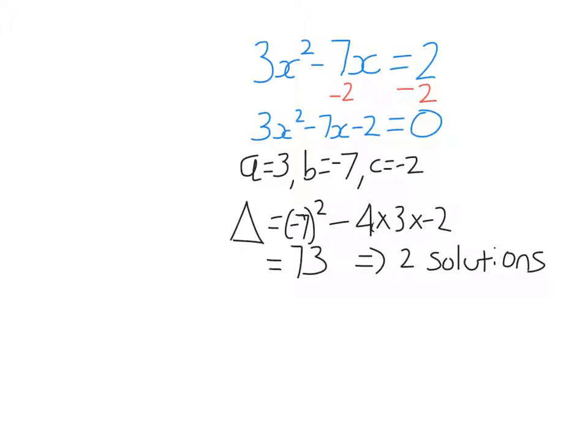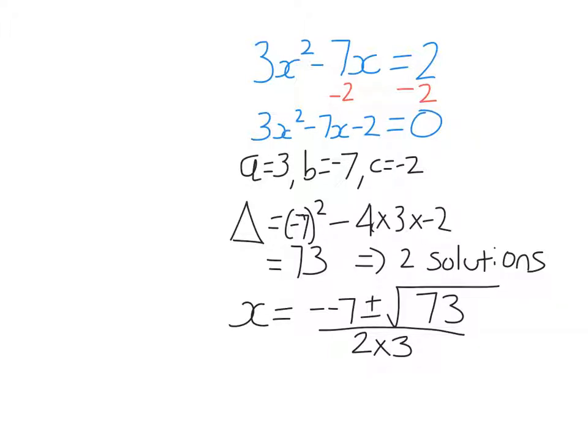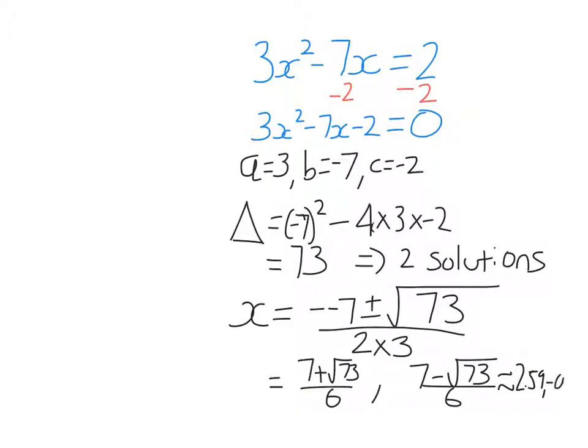So what will those solutions be? x will be minus b plus or minus the square root. Now, the discriminant we already calculated, so it's root 73 over 2 times a. So the 2 solutions are positive 7 plus root 73 over 6, and positive 7 minus root 73 over 6. It's fine for you to leave your answers like that. If you want to round them, that's okay too. So our 2 solutions are about 2.59 and minus 0.26. Numbers we definitely couldn't have come up with off the top of our head.